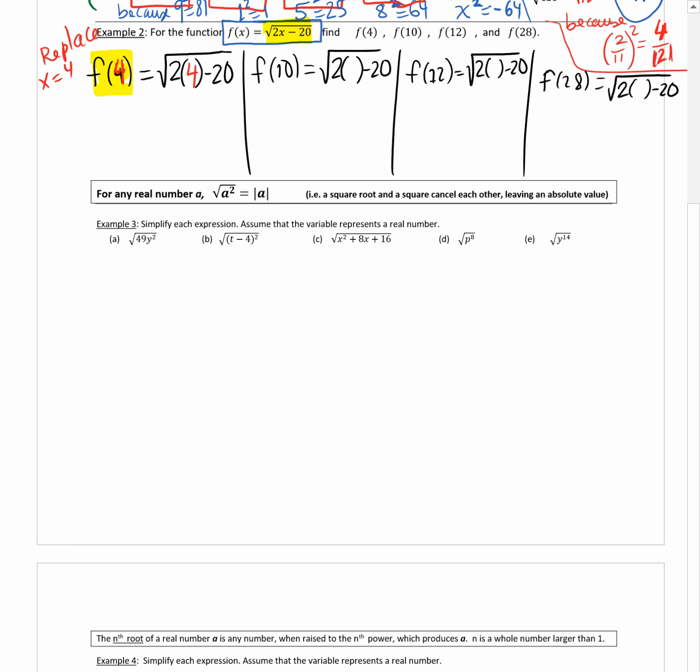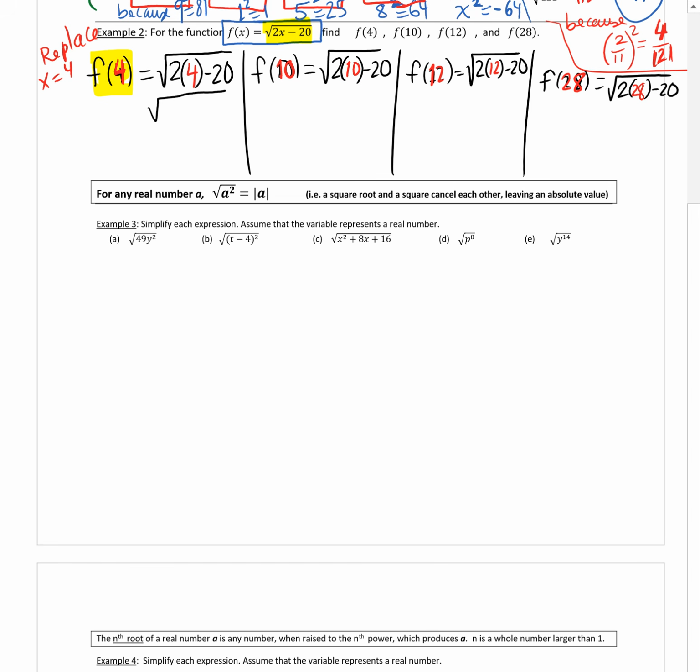So I'll replace that. The second one, I want to know what happens when x is 10, so 10 will go in for x. The third one, I want a 12 where x goes, so it'll go there. And the last one, you want x to be 28, so I'll put a 28 where x was. And then it's just a matter of simplifying from there.